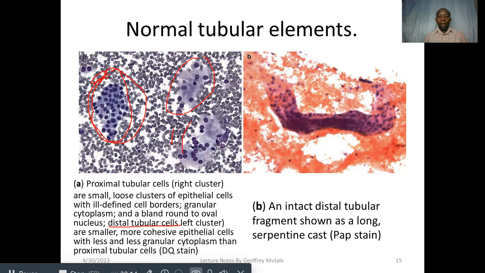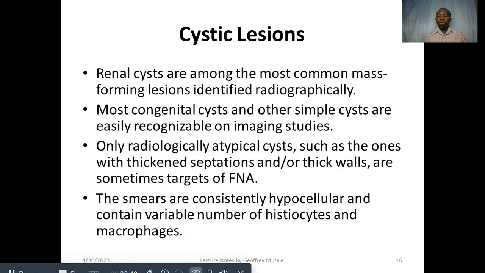And then our image B on the right, here we can appreciate an intact distal tubular fragment which shows a long serpentine cast, and this is in a Pap stain. So the serpentine cast is this one. I think it gets its name from the word serpent. If we look at the morphological appearance of this, it somehow looks like a serpent. So I believe that's where it draws its name, and it is referred to as a serpentine appearance.